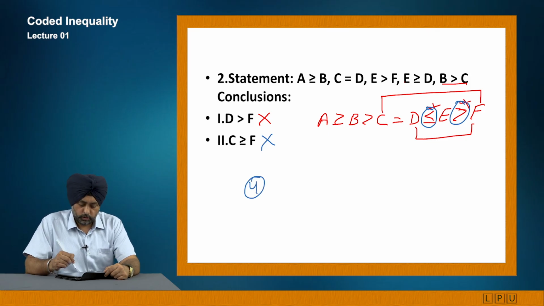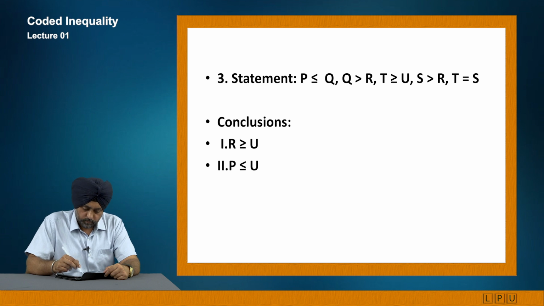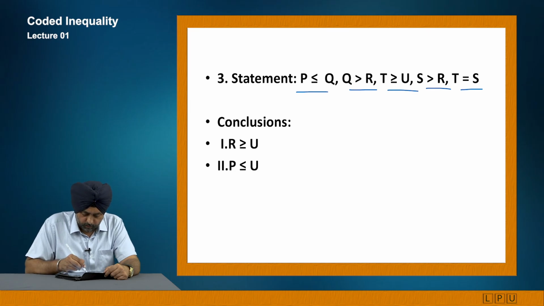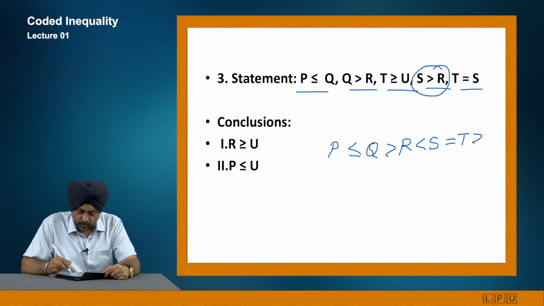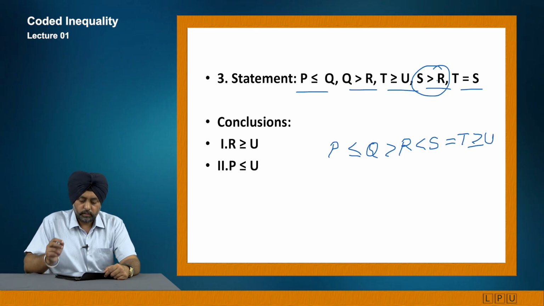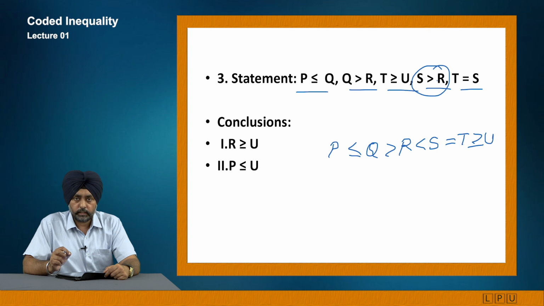Let us come to the next question. Again, a few statements are given. So we have to first find the single statement. The single statement will be P is less than or equal to Q. Q is greater than R, then R is less than S. Remember, you have to take the relationship from here. R is less than S, S is equal to T, this is given, and T is greater than or equal to U. So this is the final single statement.